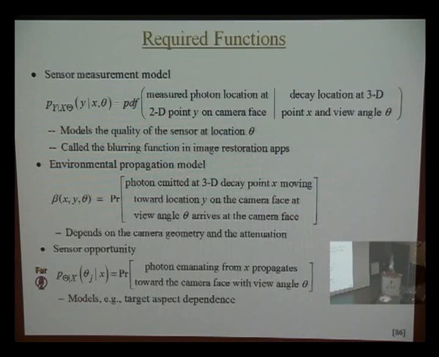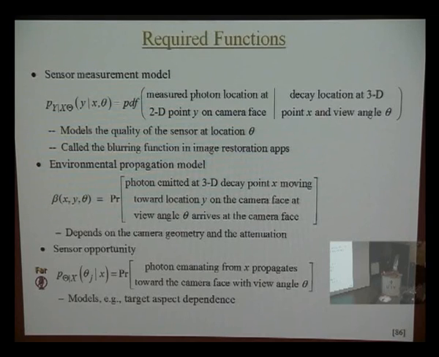The model depends on the quality of the sensor. If you have a horrible sensor and it doesn't do a very good job of isolating point sources, then you're not going to do very well. But that information, the quality of the sensor, is buried in this thing, and it's an image restoration problem. It's often called a blurring function. You're supposed to know the blurring function. If you don't know the blurring function, you can't do the deconvolution to recover the image that you're after.